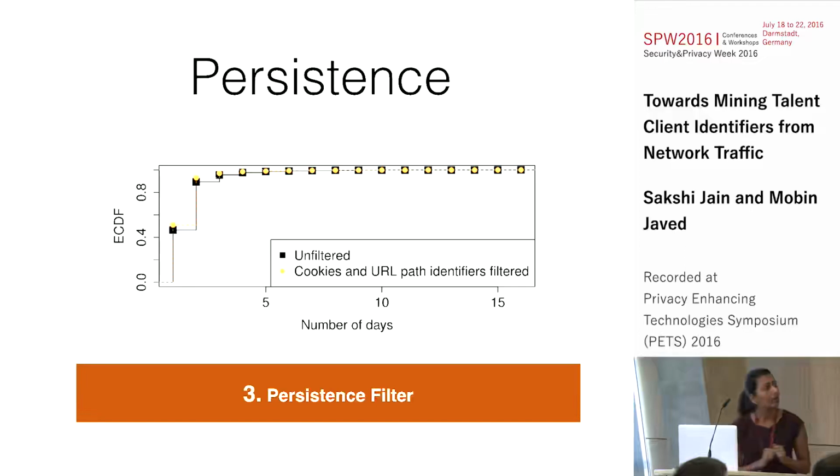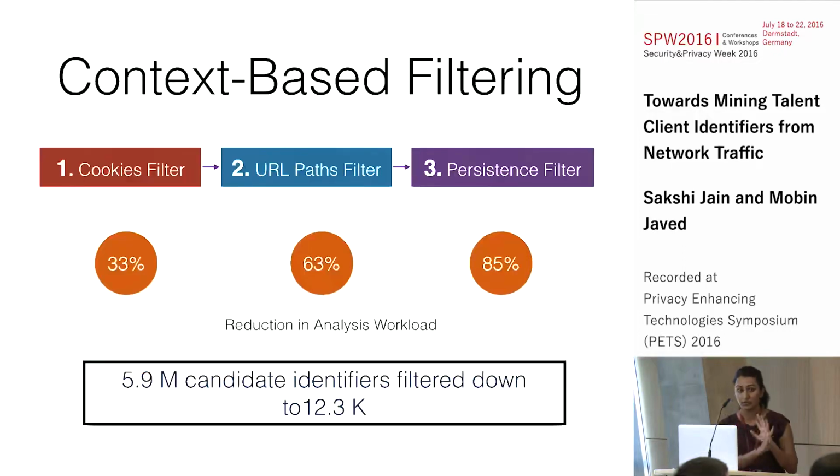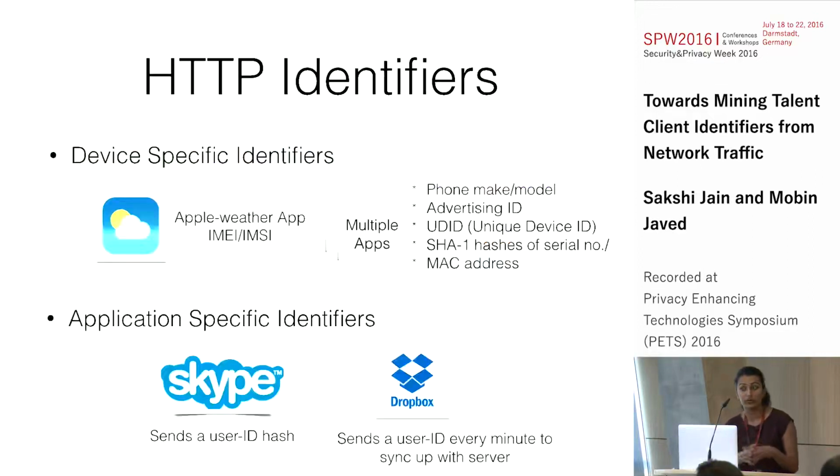Okay, to recap, we now have 3 filters that we talked about. They were based on the context and the reconstructed identifiers. Using these 3 filters, we were able to reduce the data further by 85%. Now we're left with 12,000 identifiers that we needed to investigate manually. I'm just going to briefly give you the highlights of what we found using our methodology. More details are in the paper, and I encourage you to go and read the paper for more details.